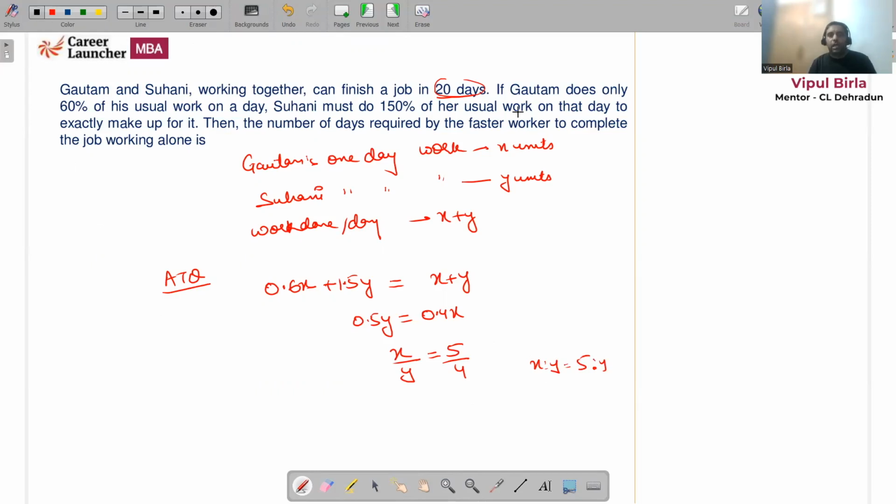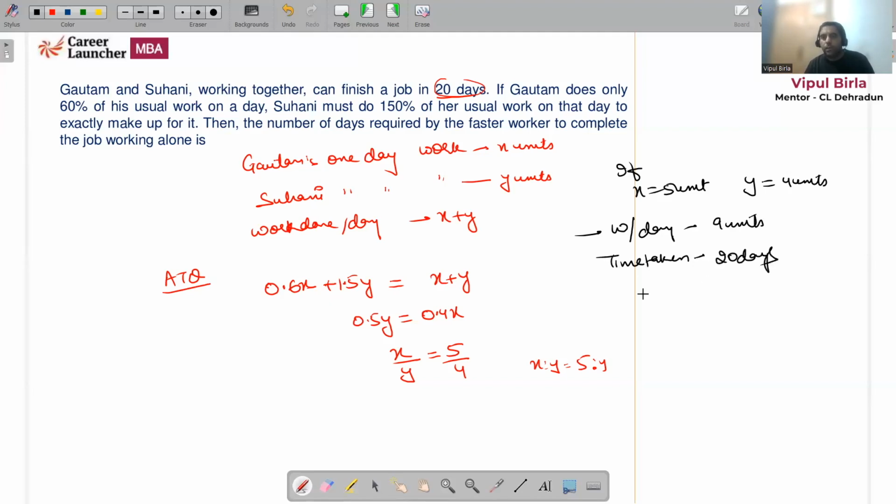Let us assume now that x equals 5 units, then y is equal to 4 units. So work done per day is equal to 9 units. Time taken is equal to 20 days. So total work is equal to 20 into 9, which is 180 units.